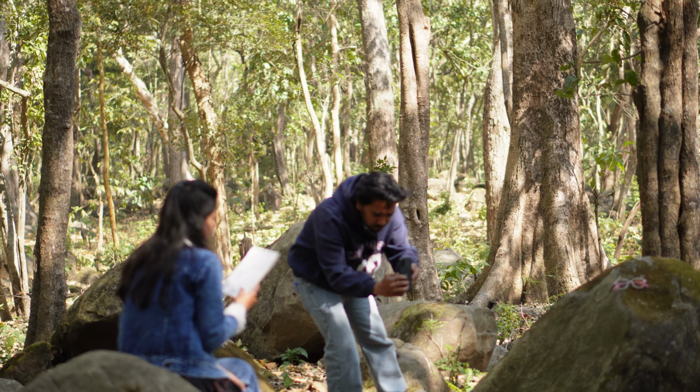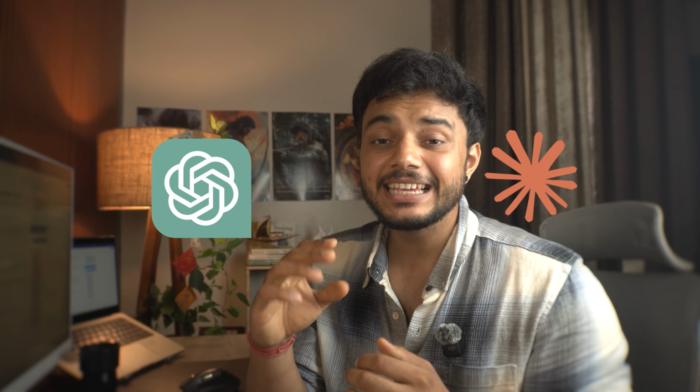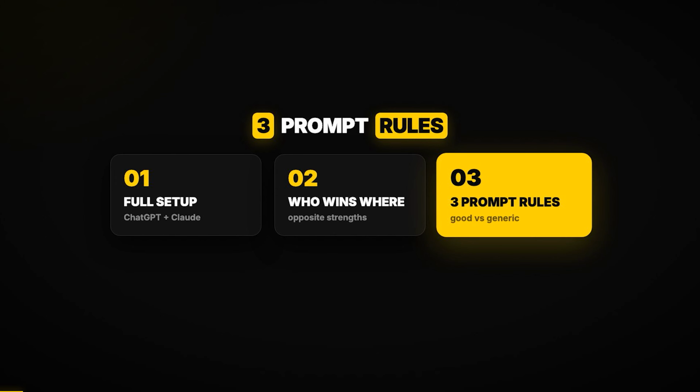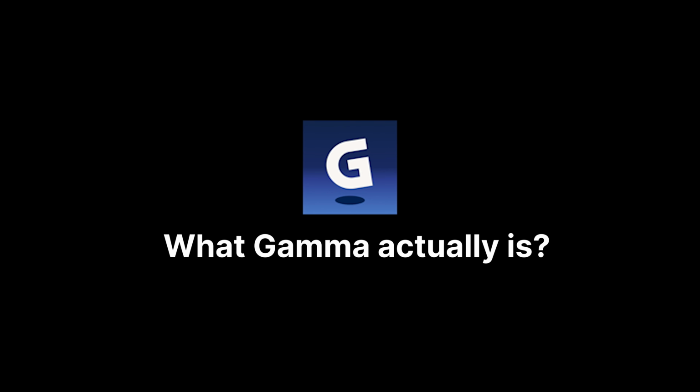I teach content creation and I run corporate sessions, so I'm making decks consistently. And this has replaced Canva for pretty much all of it. This video is full setup for both, the two things each one is better at, and the 3-prompt rule that decides whether you get something good or something that screams made with AI. Timestamps are below if you only came for the setup.